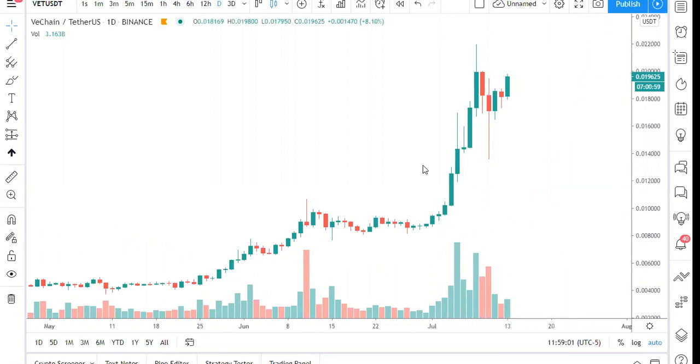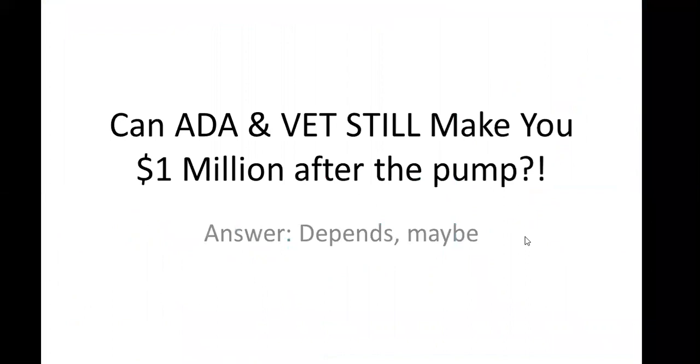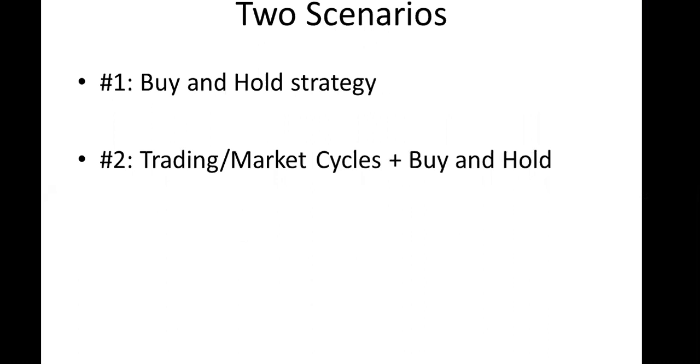So anyway, let's continue. Can ADA and VET, is it ADA, ADA, VET, VET? I don't know. Can ADA and VET, Cardano and VeChain, still make you $1 million after the pump? Well, obviously, spoiler, maybe. So let's go to the next one. So we got 2 scenarios here. We got the buy and hold strategy, and then we got the trading and market cycles and buy and hold.